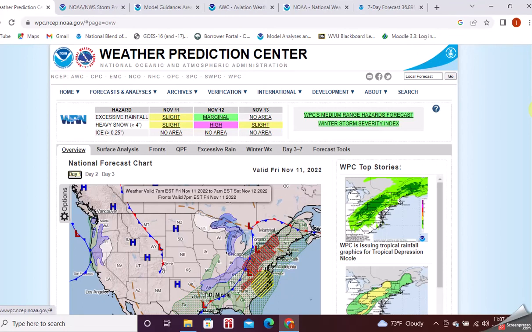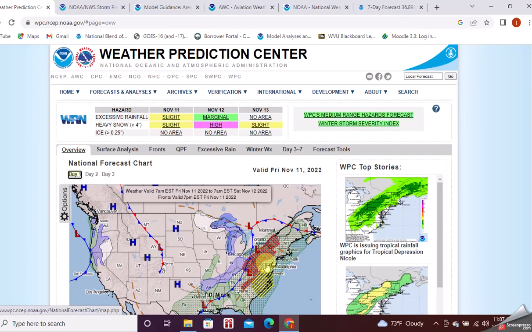Here is the Weather Prediction Center, a branch of NCEP. You'll notice it comes out with these charts that have a 24-hour forecast of where things are. Here's Tropical Depression Nicole, valid at 7 p.m. this evening. And so it's coming up on the east side of the Appalachians, barely.